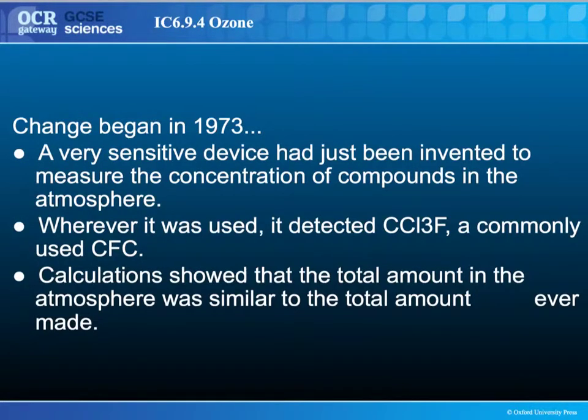So the first key date is 1973. In 1973, concentration of CFCs started to be measured in the atmosphere, and it was found, because they were so chemically inert, that the amount of CFCs, or in particular trichlorofluoromethane, was almost exactly the same as the amount that had ever been made. So all the CFC was accumulating in the atmosphere.